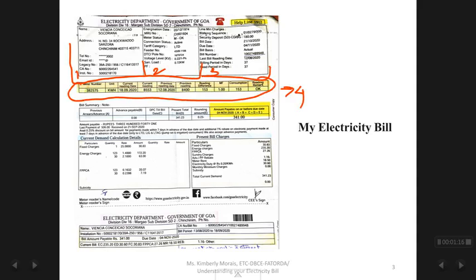This is my own electricity bill. I have scanned the copy. This will be one section, the second one, the third one, and this is going to be your fourth section, and then these involve the calculations. So I've broken down my bill into these sections, and we will see them next.